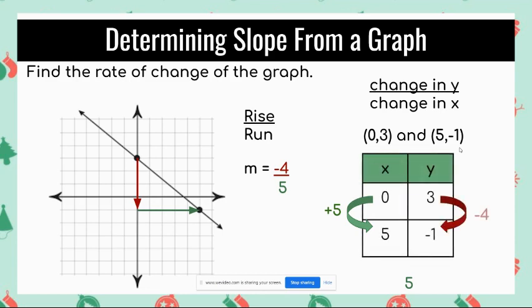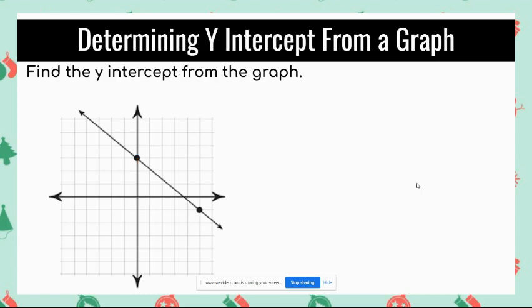To go from 3 to -1, I subtract 4. And to go from 0 to 5, I add 5. So my slope is still -4 over 5. Change in y over change in x. It does not matter which way you find the slope from the graph. They both will work. You can either do rise over run or change in y over change in x.